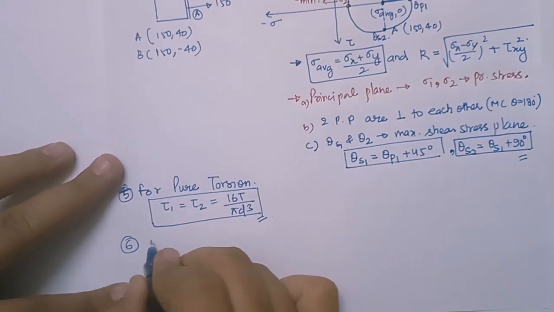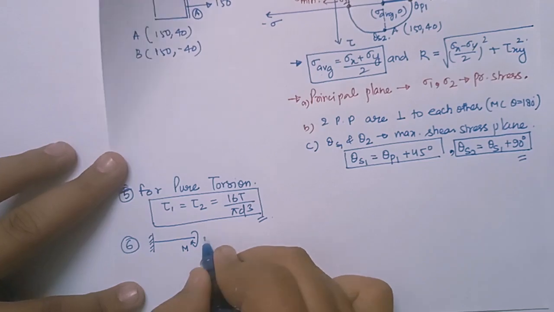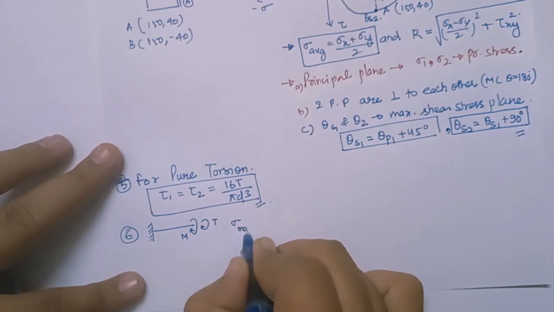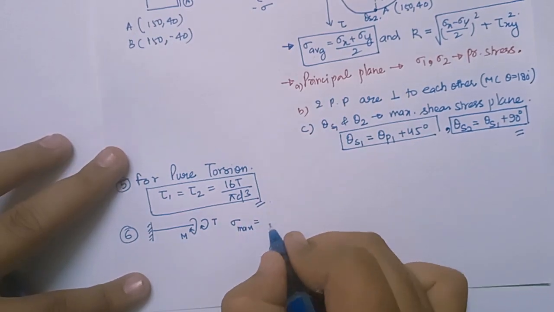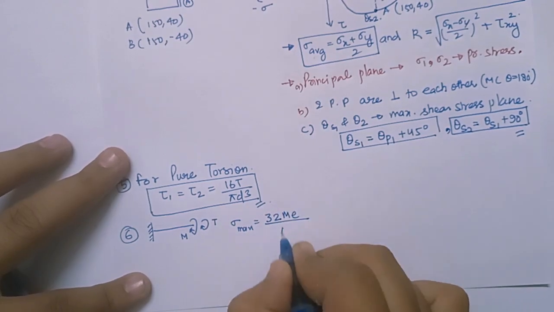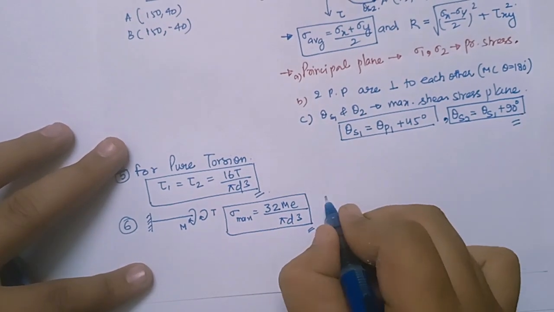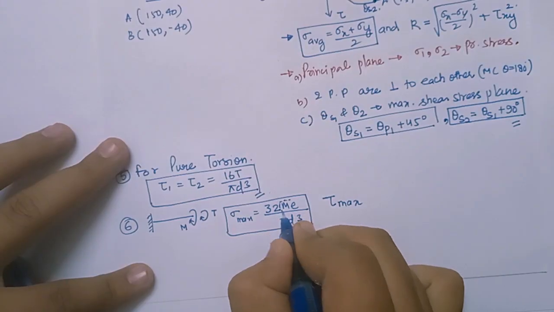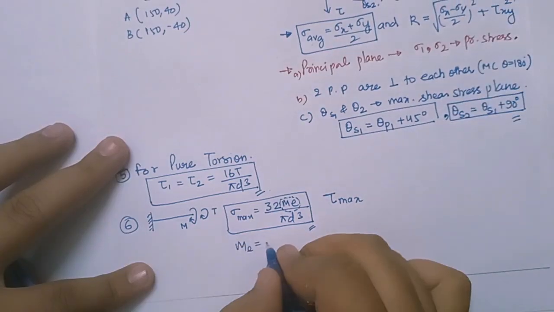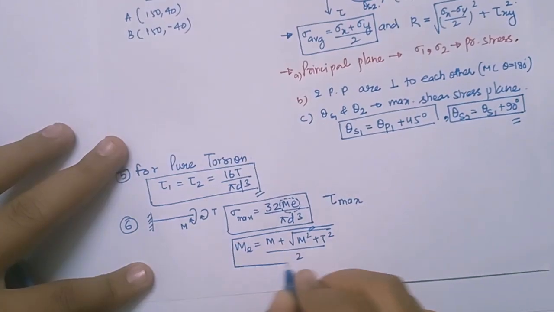the sixth point. If I am having a combined loading, like I am applying a bending moment and torsion, then we have sigma maximum, which is 32 Me upon pi d cube. And tau maximum, this Me is very important. Me is called the equivalent bending moment. It is calculated by M plus under root M square plus T square, upon 2. So this is the equivalent bending moment.